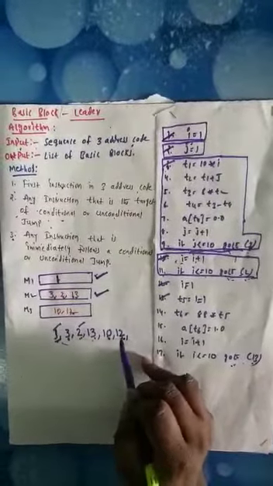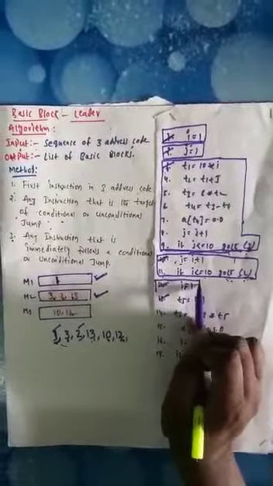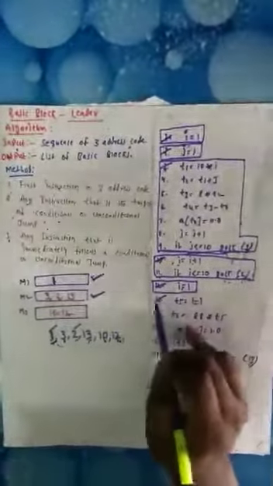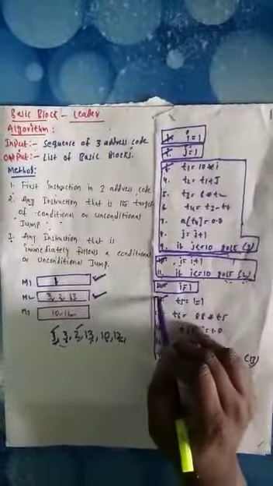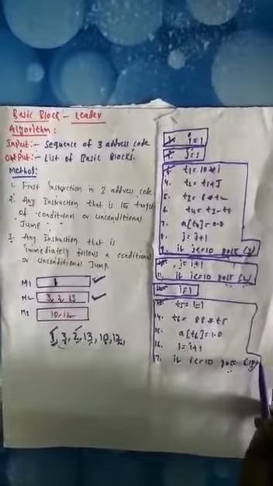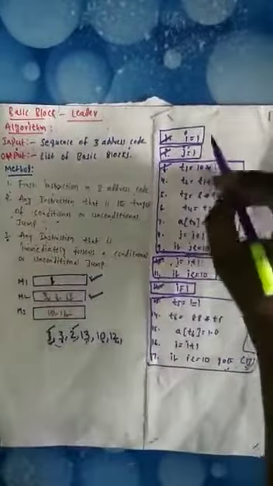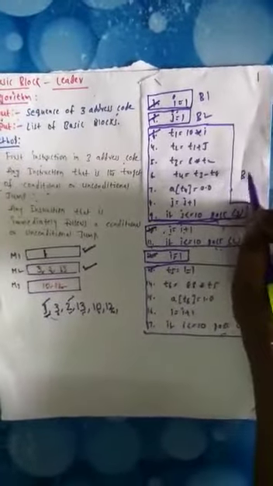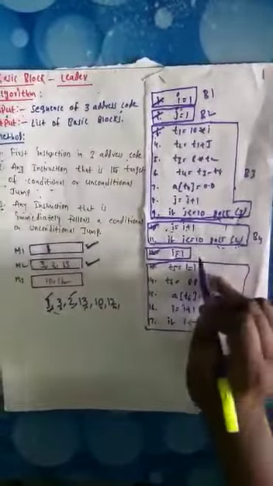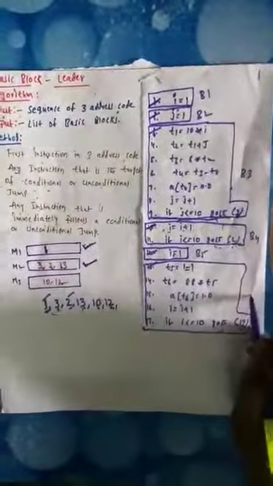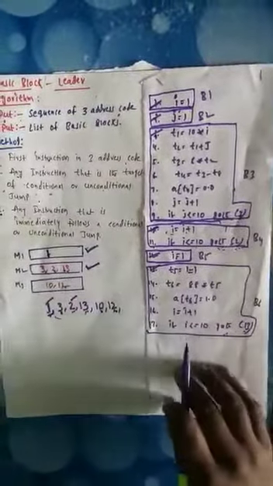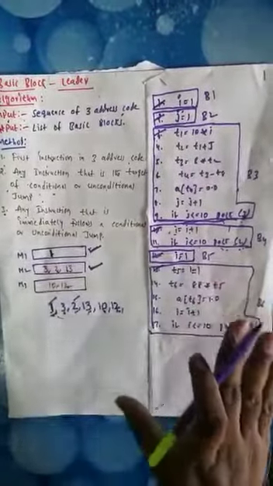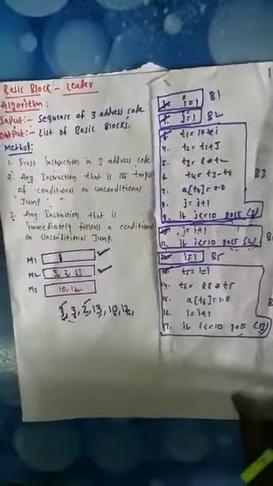Next, statement 12 is a separate block. Why? Because the next leader is 13. So instruction 12 can be taken as one block. From instruction 13 to 17 can be taken as a separate block. So here we require block 1 (B1), block 2 (B2), block 3 (B3), block 4 (B4), block 5 (B5), block 6 (B6). So out of the 17 instructions, we require 6 blocks.